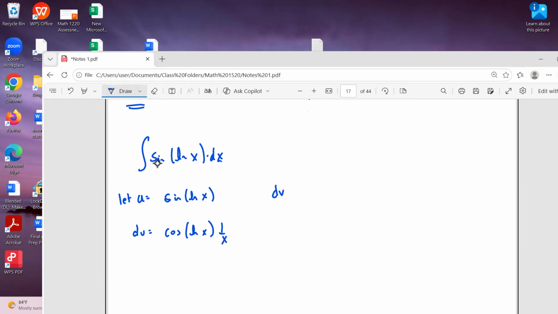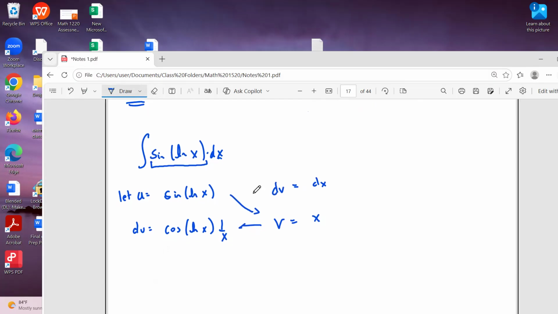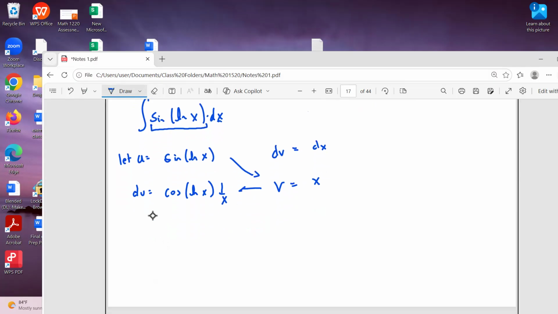Now my dv, remember, this all has to be accounted for and used up. What's left? dx is left. So dv is equal to dx, therefore v is equal to x. Now when I multiply this together, we have our uv, so we have x sine ln of x minus the integral of x over x cosine of ln of x.